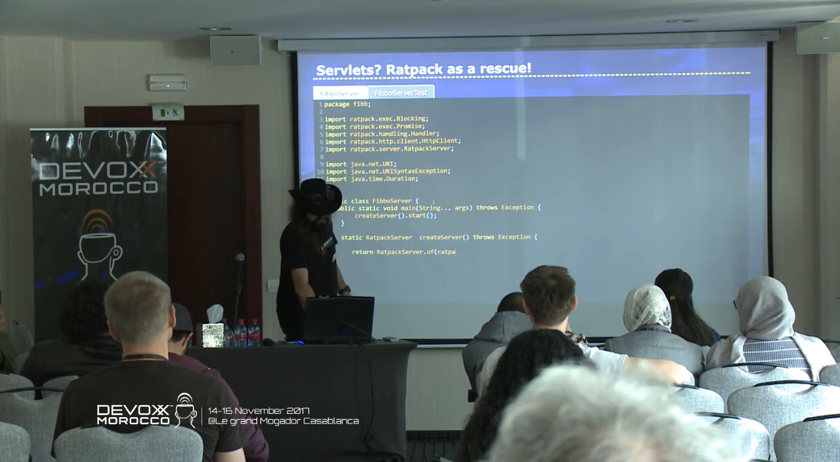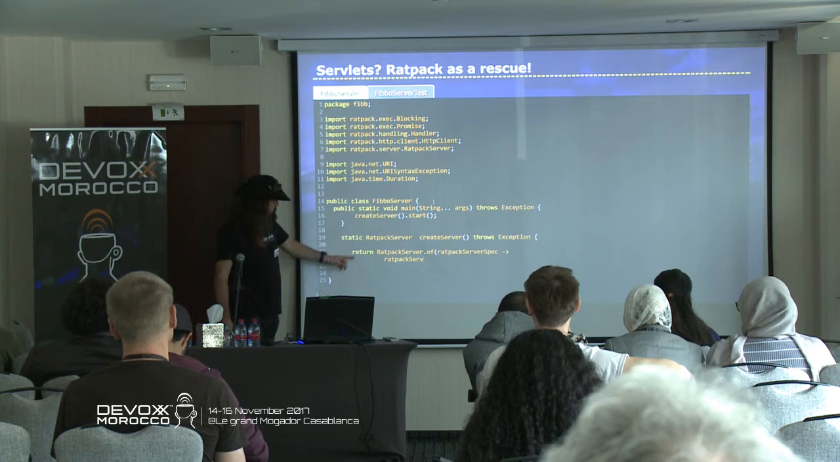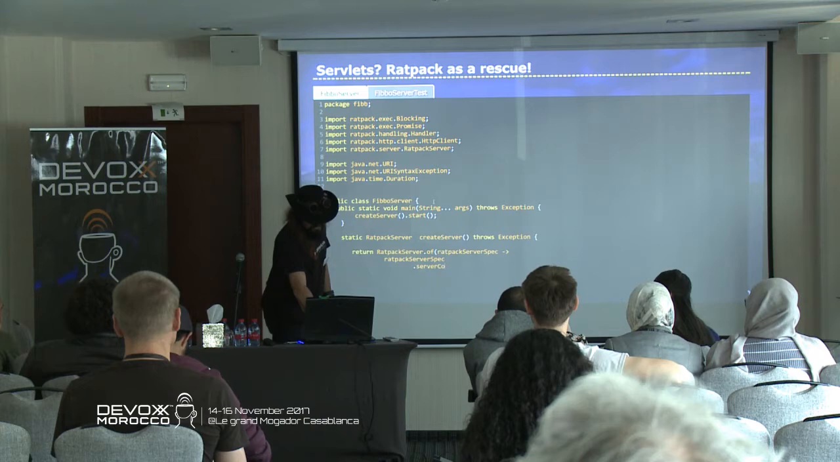Okay, sorry for this throws exception. That's the one issue I have here. It's not about Ratpack in general, but it's an issue with Ratpack. So Ratpack server, that's an object, create server, and I start it. How do I define it? Functionally, with lambdas. Okay, moment. I will make it like this, sorry.